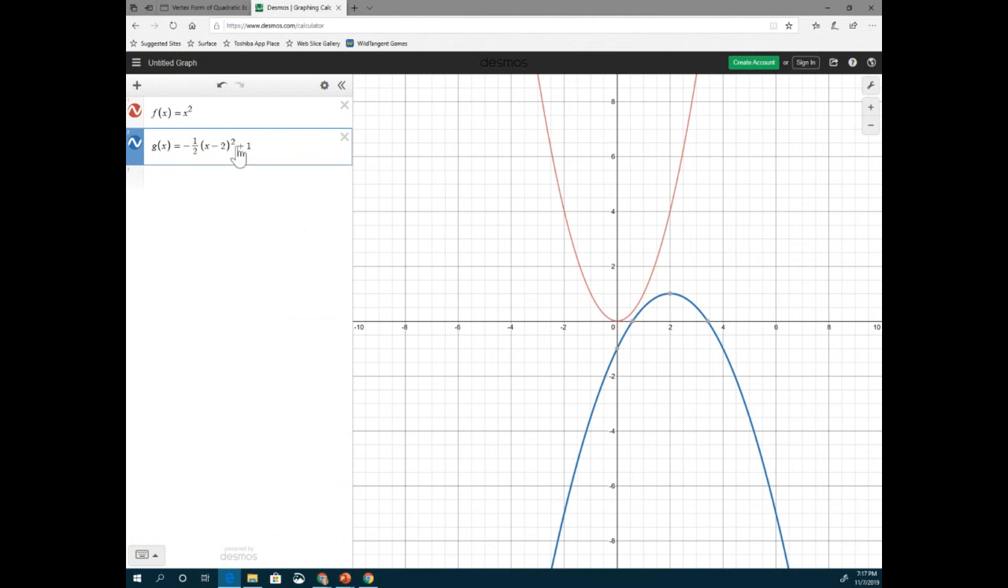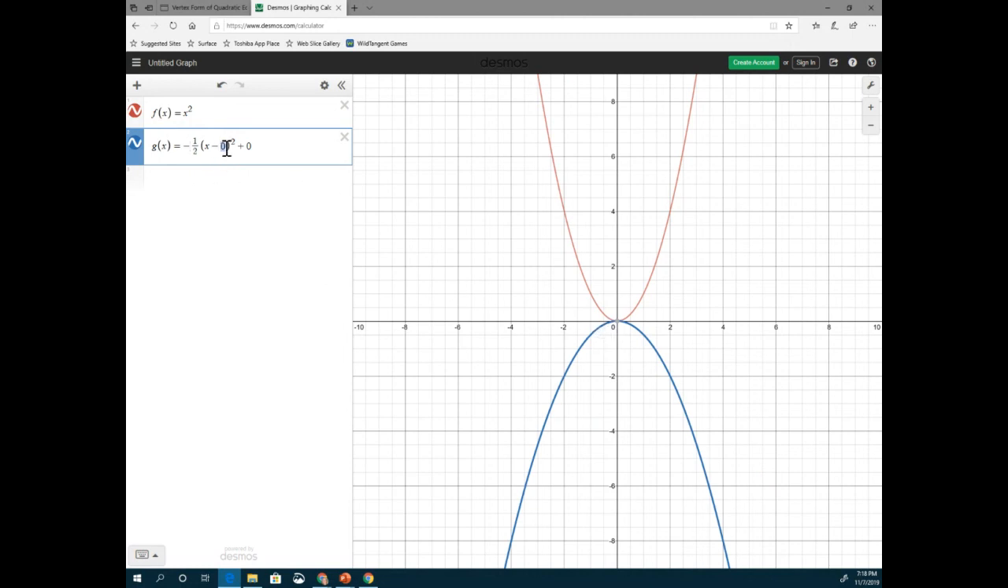So you can see the first thing was that negative. The negative makes it upside down. Then we have the shrink of 1/2, which means that it's sort of flatter. It might be easier if I just do these transformations one at a time. So let's pretend all we have is that 1/2. You can see that it's not as steep, it's a little wider. So that's what that 1/2 does. And that negative made it upside down.